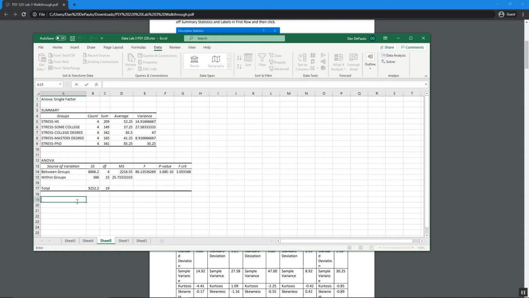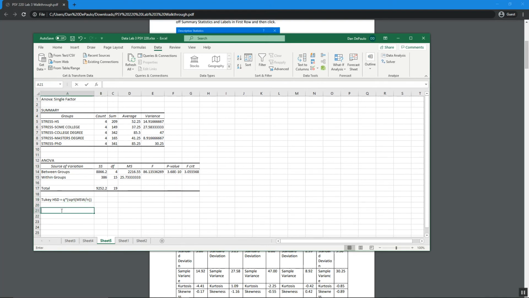So the HSD test is equal to, let me type it out here, Q times the square root of the MSW divided by the number of subjects in each group, the N. So that's my formula here. Okay. So now I need to find Q.